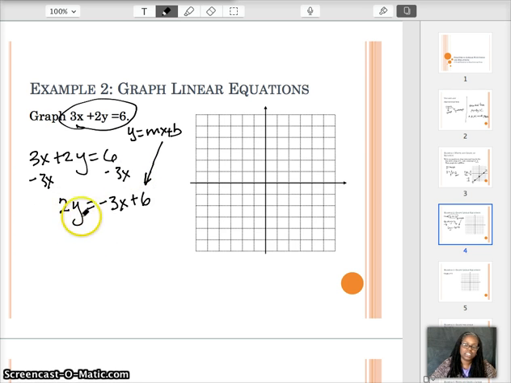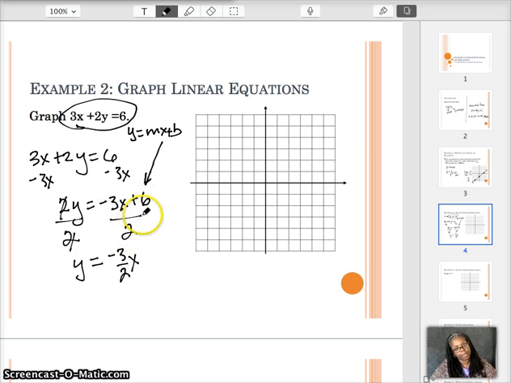And the next thing is I need to get rid of this 2. To get rid of the 2, I'm going to divide both sides by 2. And when I say both sides, I mean both sides. The whole side needs to be divided by 2. When I do that, y is equal to negative 3 over 2x, because I'm dividing this part by 2 and this part by 2. And then negative 3x over 2, and then I'm going to add 3 to that.